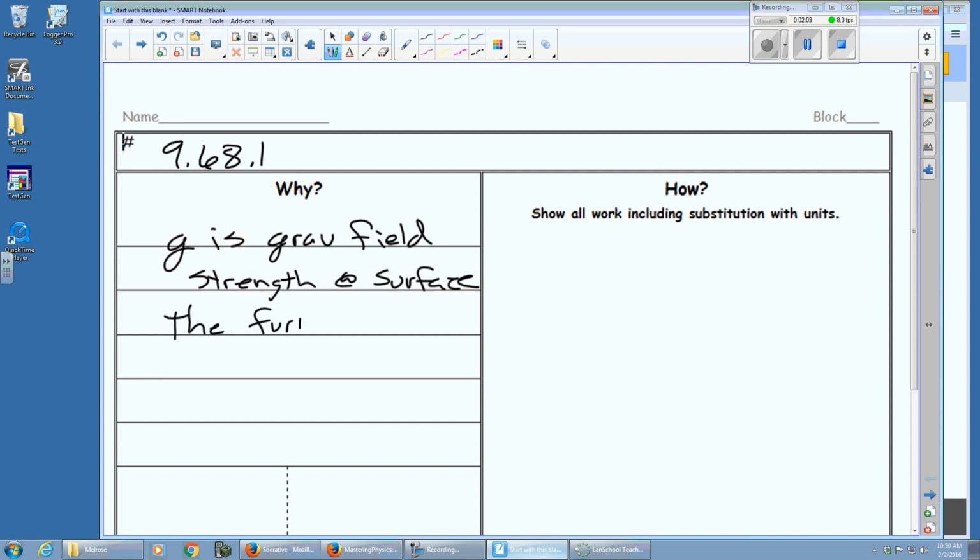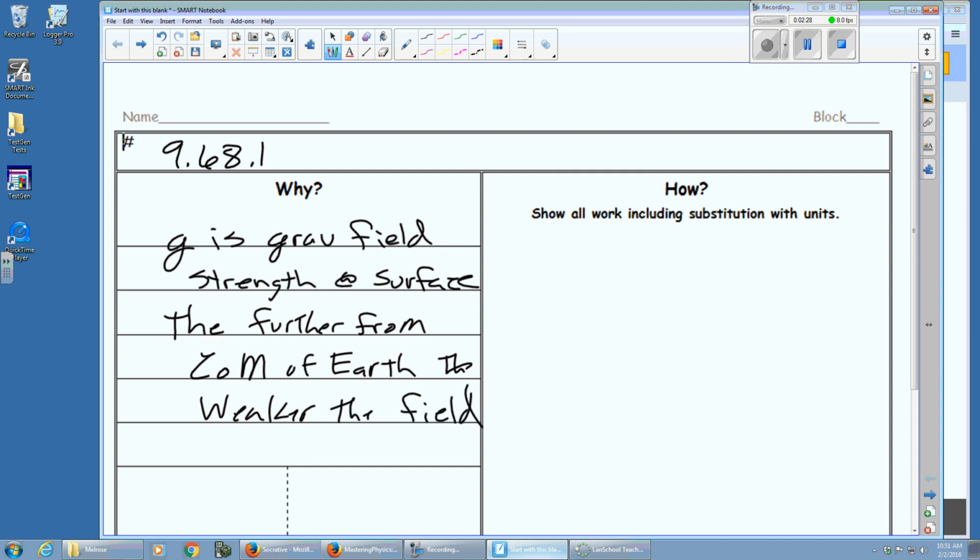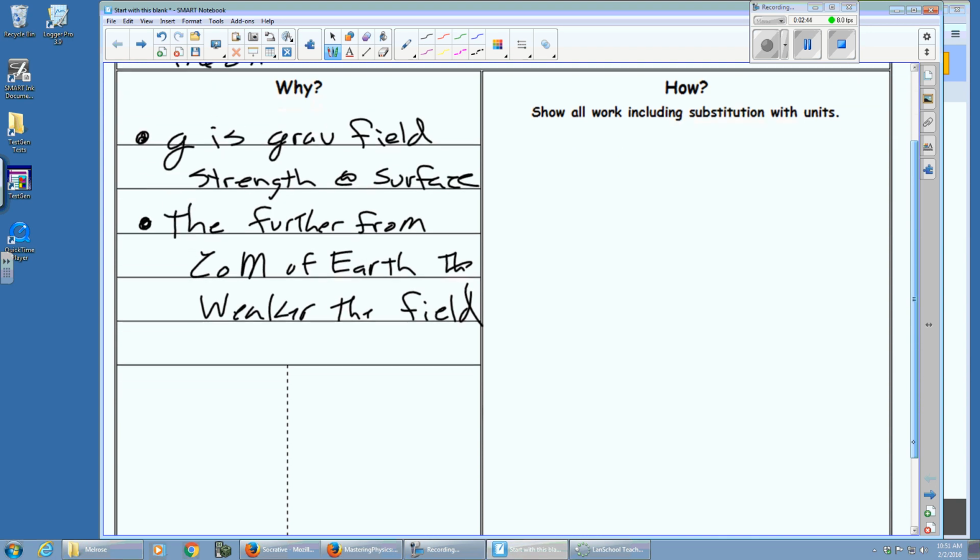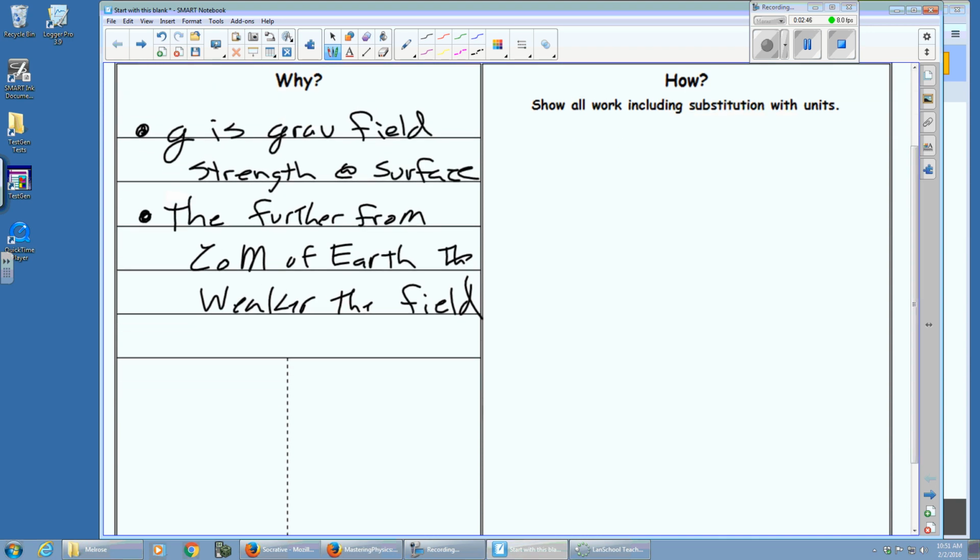The further from the center of mass of Earth, the weaker the field. So showing that I understood what they're referencing with little g, and then that the further from the center, the weaker the field. Those, I would say, are the two really strong points to have in your write-up.